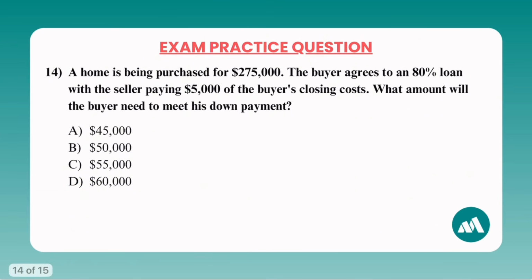Number 14. A home is being purchased for $275,000. The buyer agrees to an 80% loan with the seller paying $5,000 of the buyer's closing costs. What amount will the buyer need to meet his down payment? Once again, we're dealing with a buyer, so we're going to use the DLS chart. So let's bring that out.